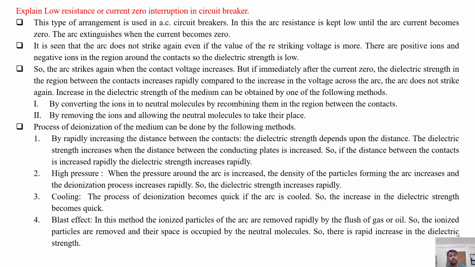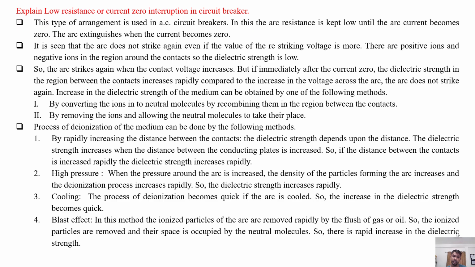Now cooling. The process of deionization becomes quick if the arc is cooled. So the increase in the dielectric strength becomes faster, and the cooling of the arc will allow the dielectric strength to build up rapidly and allow the arc to quench quickly.